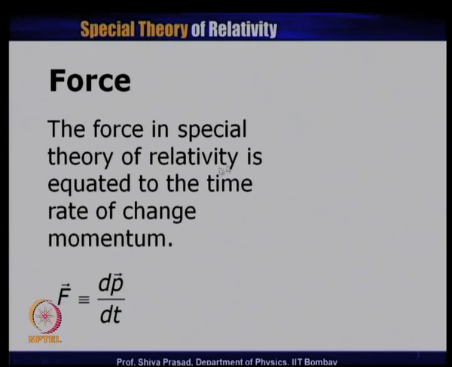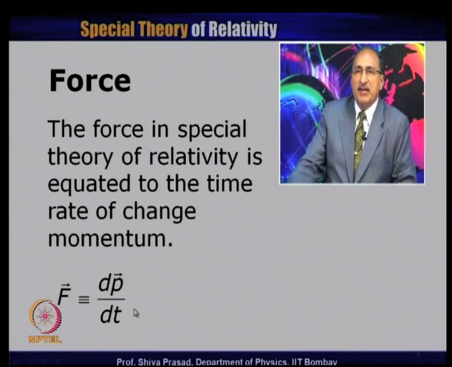In relativity, we define force as the rate of change of the momentum. So, we take the first definition, not the second definition, because as we shall see, the two definitions are not the same. Specifically, as you know, momentum relates to the mass in which there is a gamma u factor. We will just now discuss that. So, this is what we said. The force in the special theory of relativity is equated to time rate of change of momentum. So, the definition that we have taken in relativity for the force is dp/dt, where p is the momentum of the particle. Let us see what it means.